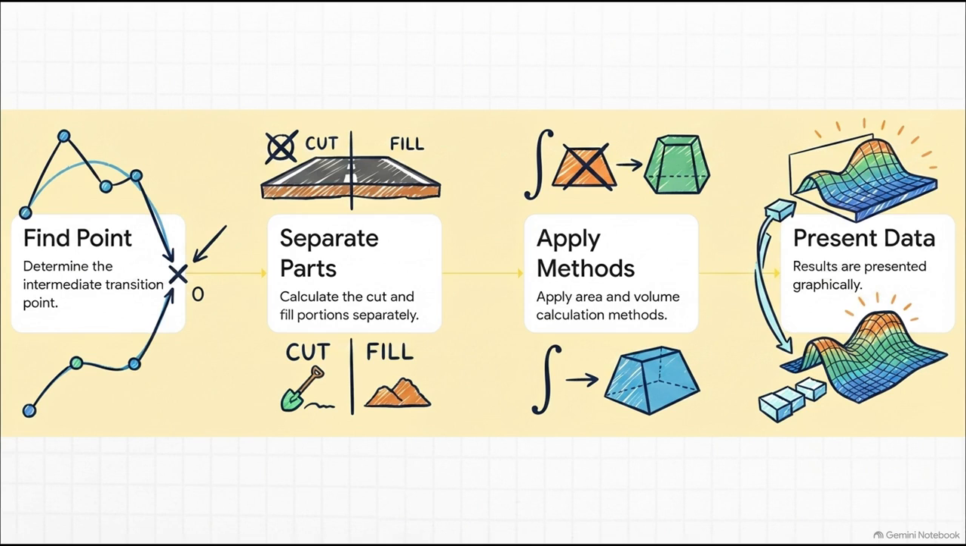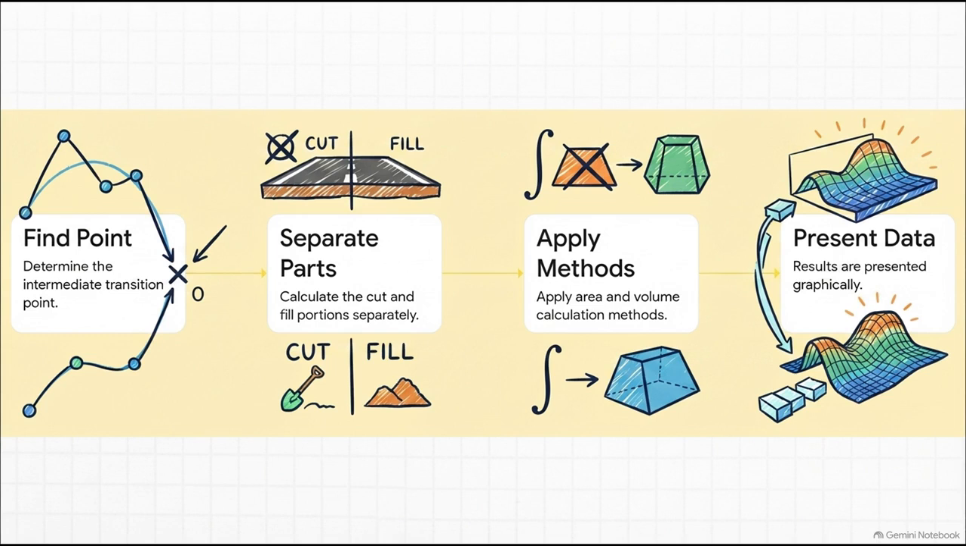The software uses complex interpolation, often nonlinear or polynomial equations, to determine that intermediate transition point based on the surrounding topographical data. It basically pinpoints the exact coordinates of the zero line. Then, step 2 is vital for accuracy. The program splits the geometry right at that transition point, creating totally independent boundary conditions for the cut and the fill. Now, you might be wondering, why is this separation so absolutely necessary?